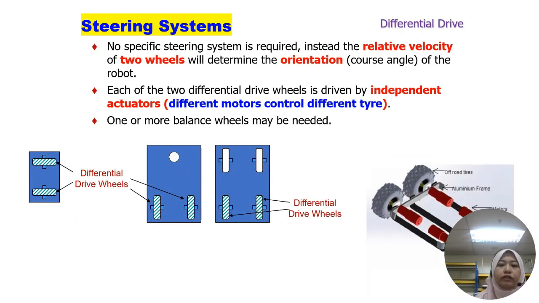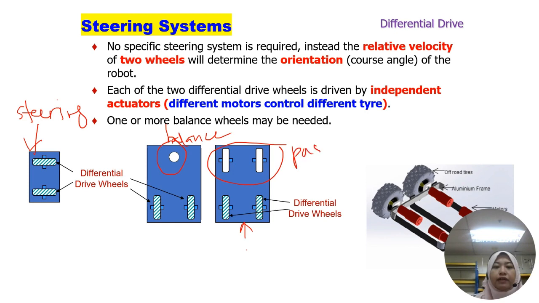Okay, so ini adalah steering system. So kalau menggunakan differential drive wheels, this tire also can be used as steering. Dia boleh jadi drive, dia boleh jadi steering. Okay, so kalau dia dekat belakang ni, dia steer, depan ni sebagai balance sajalah. Kalau kat belakang ni dia active steering, so depan ni sebagai passive steering.